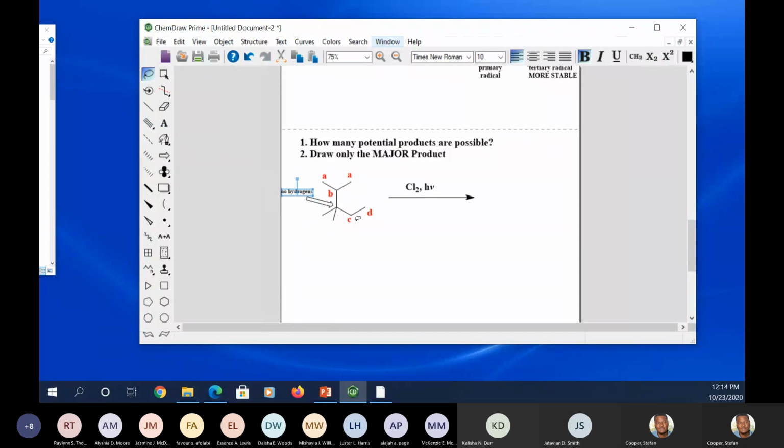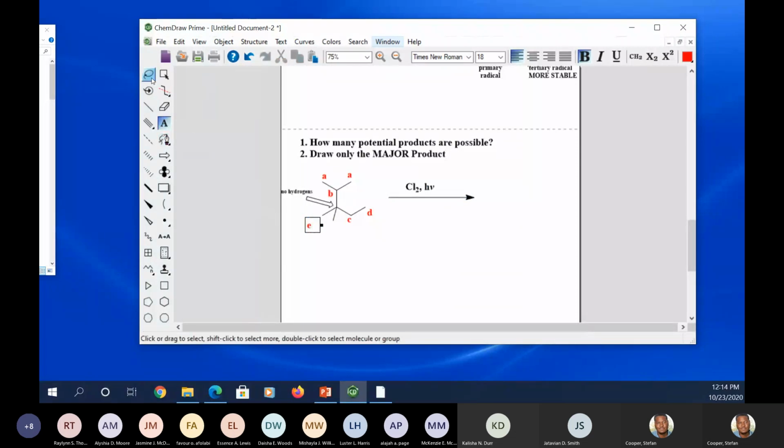Why? We know the mechanism steps, right? In my initiation step, chlorine has to break into 2 chlorine radicals, homolytic cleavage. But my second step is that I have to extract a hydrogen, right? That's the mechanism step for propagation. If I have no hydrogen to extract, will I be able to brominate there, chlorinate there? No.